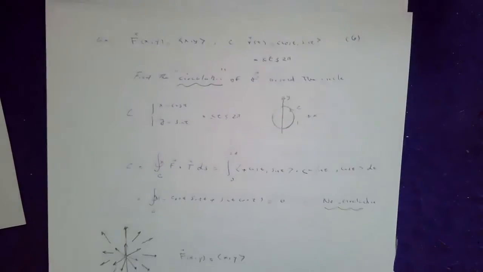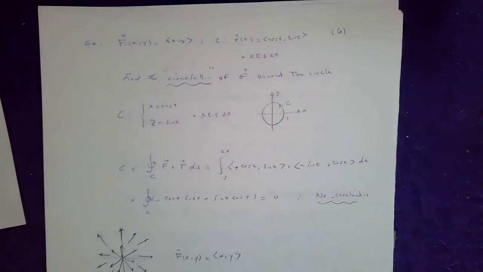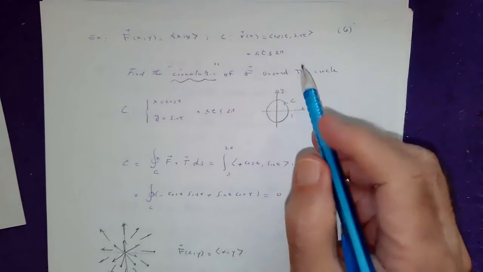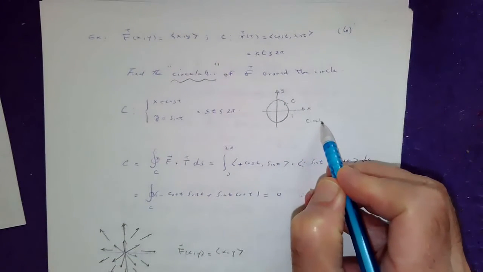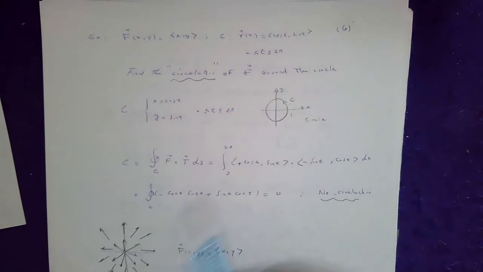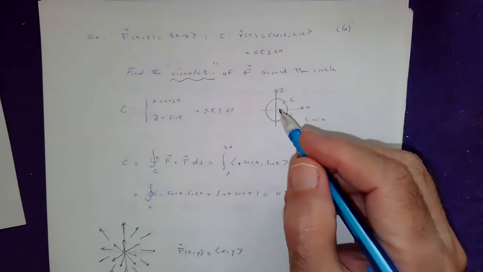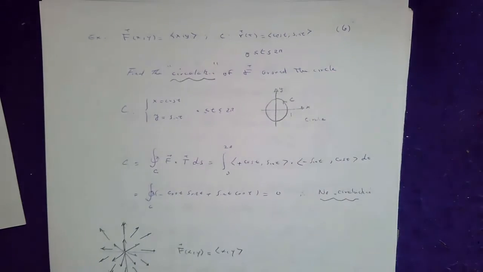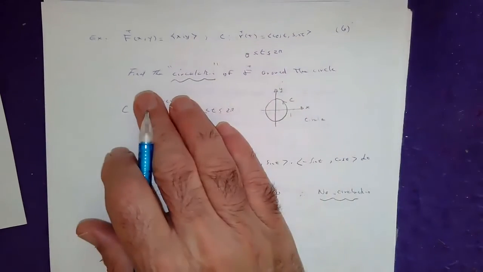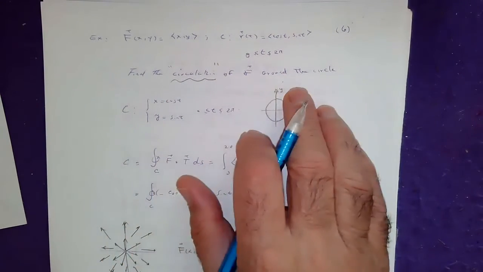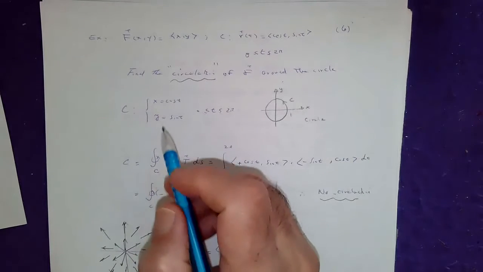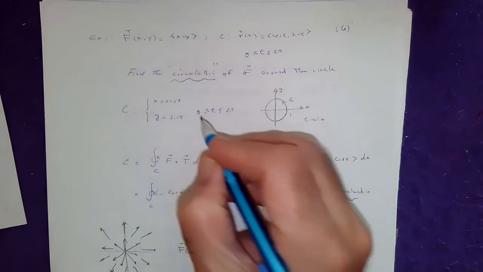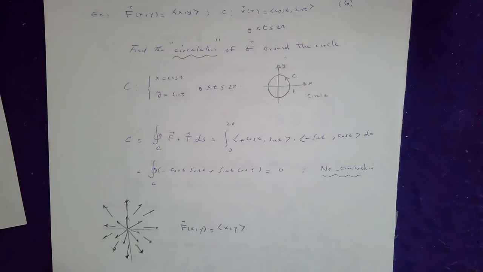Now let's do a circulation problem. Here is the velocity vector field. Here's the curve, which is a circle centered at 0, 0 with radius 1, and t goes from 0 to 2 pi. So these are all given. The question is to find the circulation of F around the circle. So you have the parametric equation of the circle, and t goes from 0 to 2 pi.